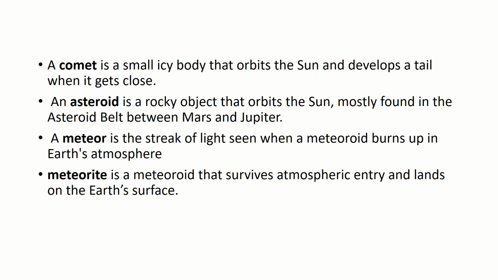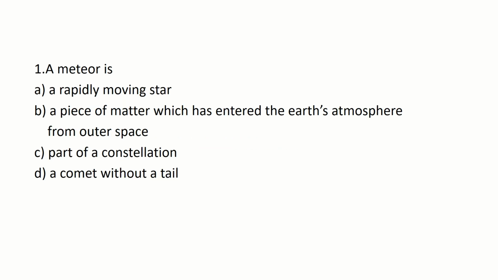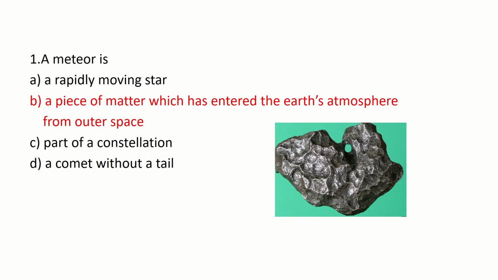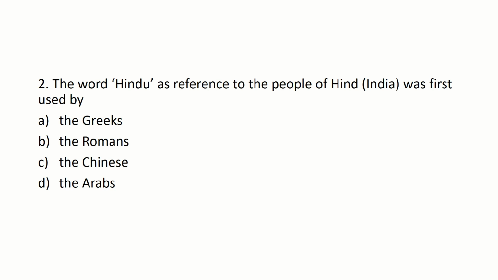Now let's go to the question. A meteor is option A, a rapidly moving star, option B, a piece of matter which has entered the Earth's atmosphere from outer space, option C, part of a constellation, and option D, a comet without a tail. So what do you think is the answer? And the answer is option B, a piece of matter which has entered the Earth's atmosphere from outer space. Moving to the next question.